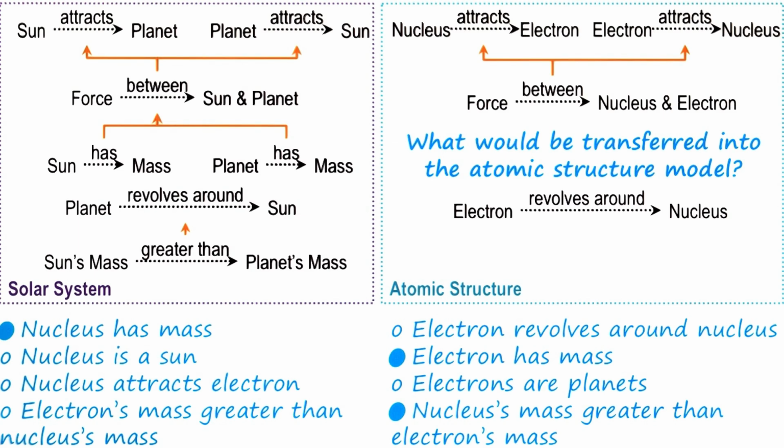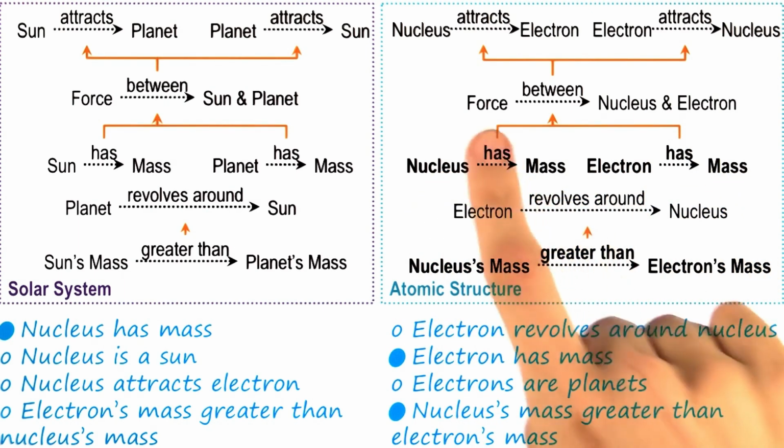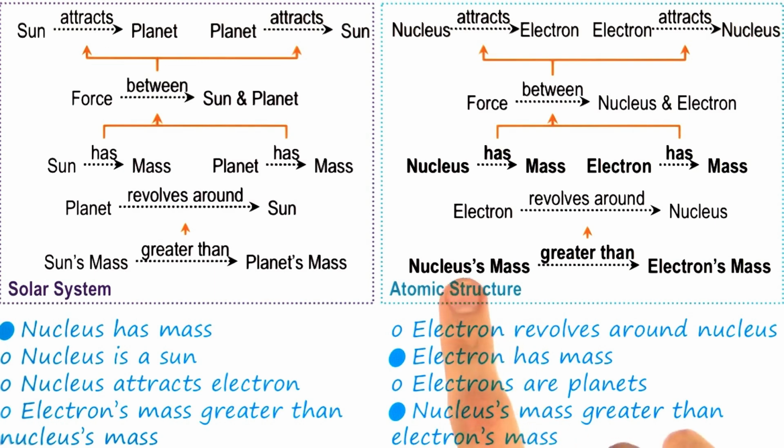We also wouldn't transfer the idea that the nucleus attracts electrons, or the electron revolves around the nucleus, because those were already in our original representation. So we end up with this. The nucleus and the electron both having mass causes the force between them, and the nucleus's mass being greater than the electron's mass causes the electron to revolve around the nucleus. That's a smart answer, David.